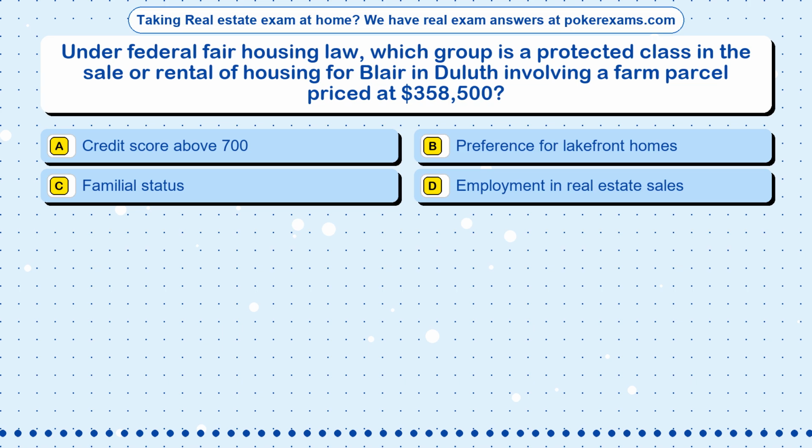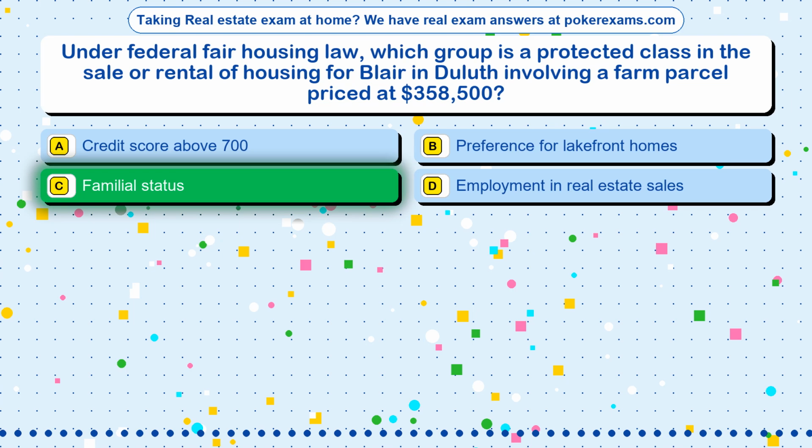Question 63. Under federal fair housing law, which group is a protected class in the sale or rental of housing for Blair in Duluth involving a farm parcel priced at $358,500? Option A, credit score above 700. Option B, preference for lakefront homes. Option C, familial status. Option D, employment in real estate sales.